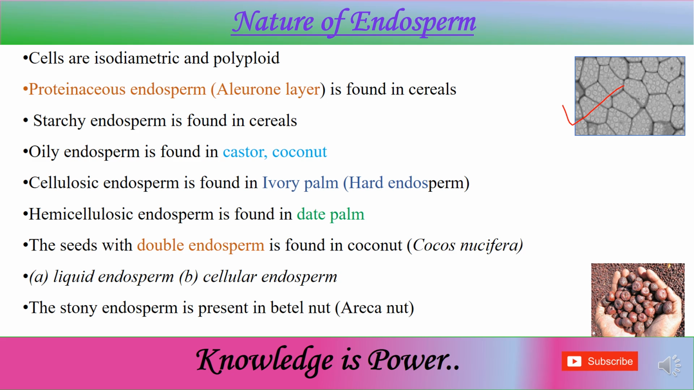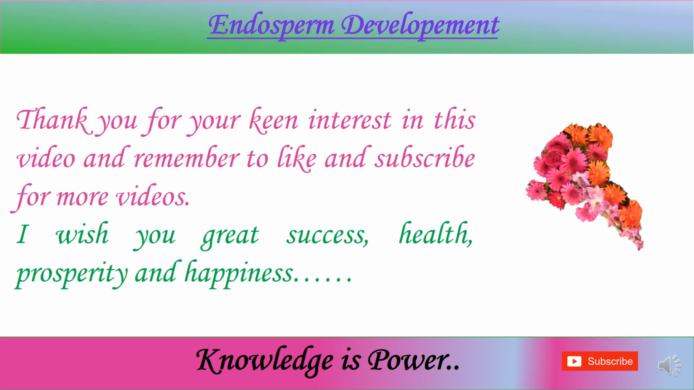Cellulosic endosperm we can observe in ivory palm, that is hard endosperm. And hemicellulosic endosperm we can see in date palm. We have to remember these examples: cellulosic endosperm, hemicellulosic endosperm. And seed with double endosperm, that is coconut, where we can observe liquid endosperm, that is nuclear endosperm, and cellular endosperm. And stony endosperm we can see in betel nut, that is areca nut. These are examples of different types of endosperms in different species.